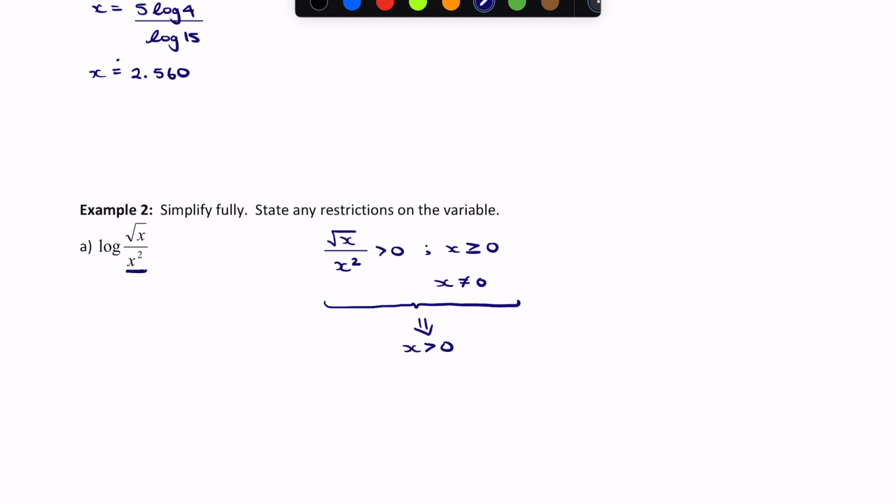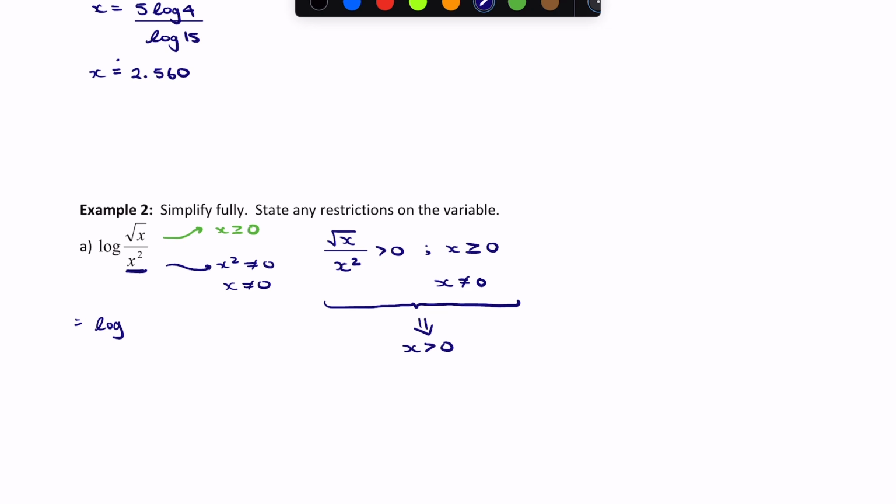So again, if we look at this, for the square root x, x had to be greater or equal to 0. From the bottom, again, x squared cannot be 0, so x cannot be 0. And therefore, our most restrictive is x has to be greater than 0. So now we can simplify this.